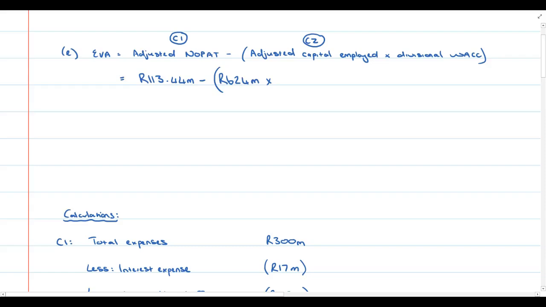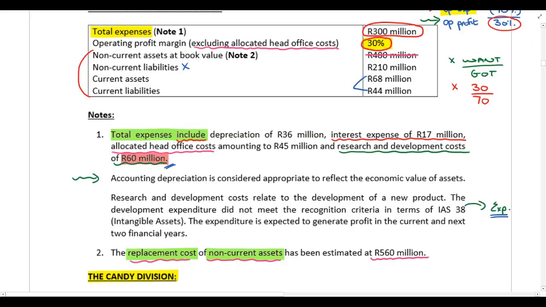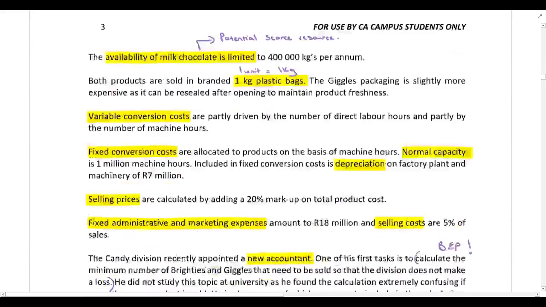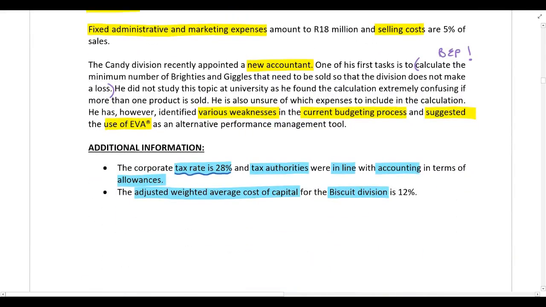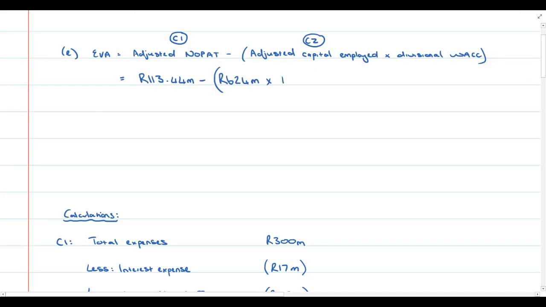Then finally, we just need to multiply that by the divisional WACC. And we were given the divisional WACC for the biscuit division. The adjusted weighted average cost of capital for the biscuit division is 12%. All right, so this is going to give us a positive EVA of 38.56 million rand. And then make sure that you actually answer the required. Did the manager of the biscuit division create value in the current financial year? Yes, because we have a positive EVA. So make sure that you conclude.